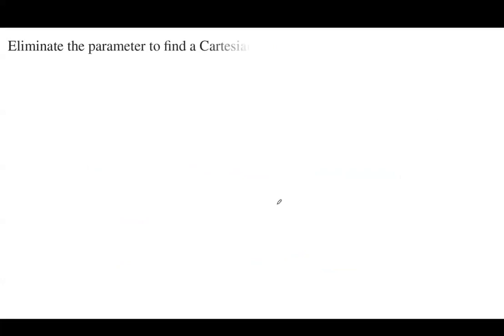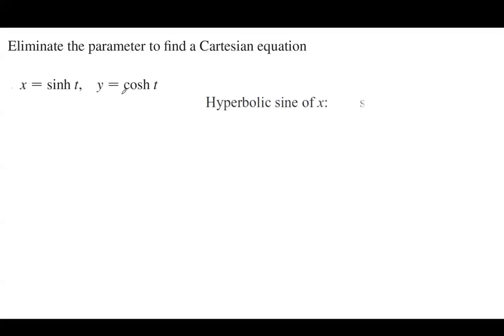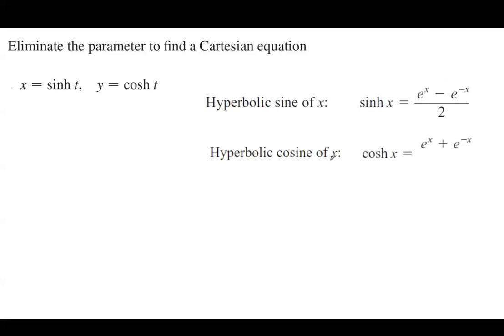Next question, we want to eliminate the parameter to find the Cartesian equation. Your x is equal to hyperbolic sine and y is equal to hyperbolic cosine. Remember the definition of hyperbolic sine of x: it is e to the x minus e to the power minus x, divided by 2. And hyperbolic cosine of x is e to the x plus e to the power minus x, divided by 2. So these are the definitions of hyperbolic functions.